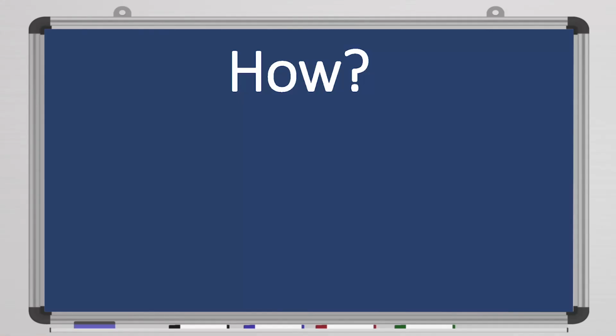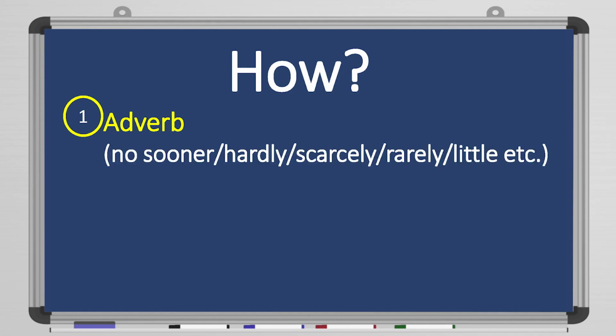Now that we've established when and why we use it, let's see the steps that will help you invert sentences. Very easy. Like we said, a regular sentence usually starts with a subject, verb, object. But in inversion, it's different. We start with the adverb. And adverbs are things like rarely, no sooner, hardly, little. These are all examples of adverbs.